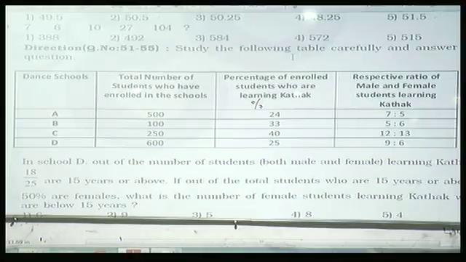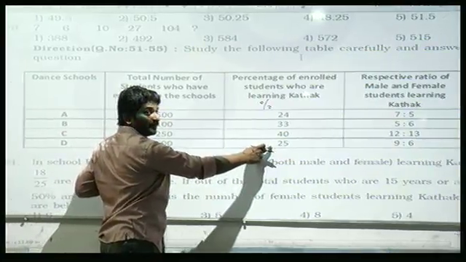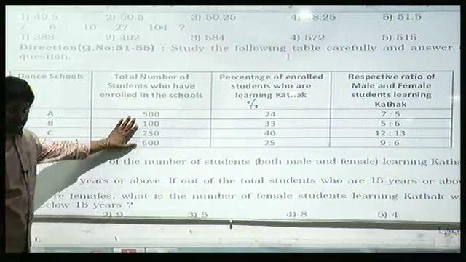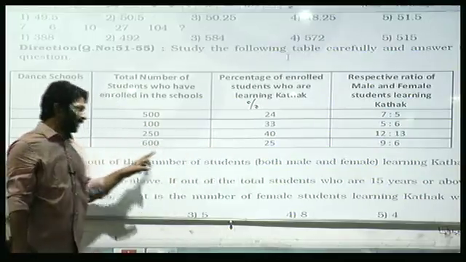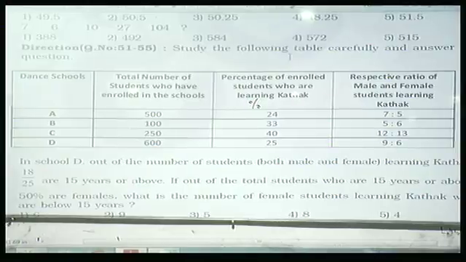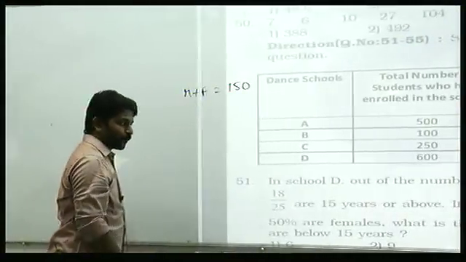Right. 51. In school D, out of total number of students, both male and female, learning Kathak, how many are there? 25%. 25% of what? 600. These are total number of students in the school. And these are who have enrolled for Kathak, which is 25% of 600. 25% of 600 in the sense? 150. So these are male and female together.